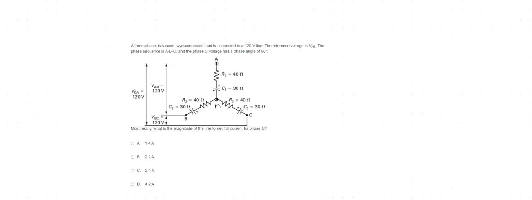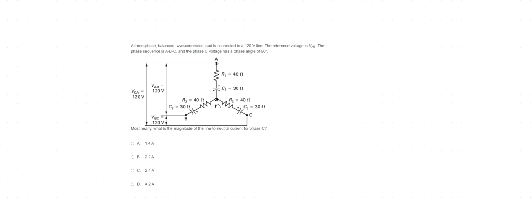Yeah, I'm not sure about this one. So VAB and VAC, this is all balanced, right? VBC, all balanced 120 volts, right? They have a phase shift, right? So V and phase C, right? So what do we got?